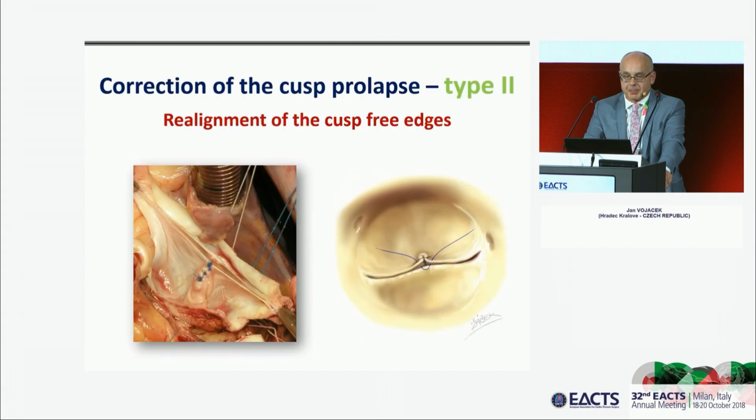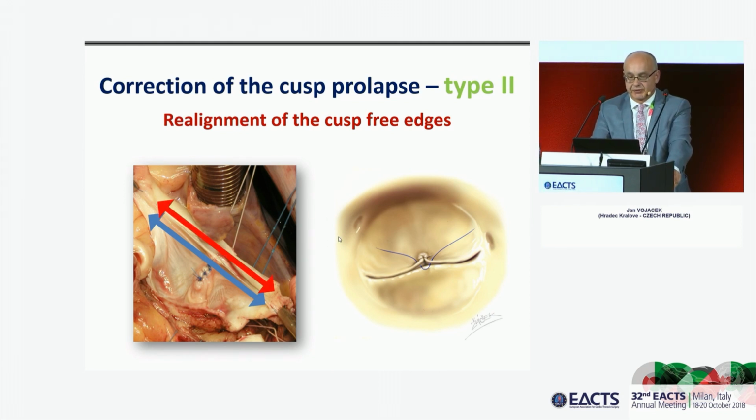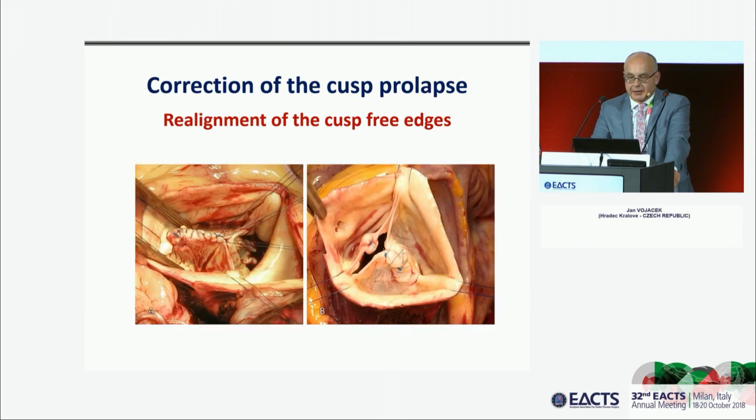Let's start with type 2, correction of the cusp prolapse. As I said, in case of bicuspid aortic valve, there is always some kind of prolapse of the fused leaflet, which must be corrected. As you can see on this picture, this is a bicuspid aortic valve. The sinuses of Valsalva were already resected, and the fused leaflet, which is always longer, was plicated by these central plication stitches. So basically, we have a simple situation in case of bicuspid aortic valve because both free edges of the leaflets must be of equal, identical size.